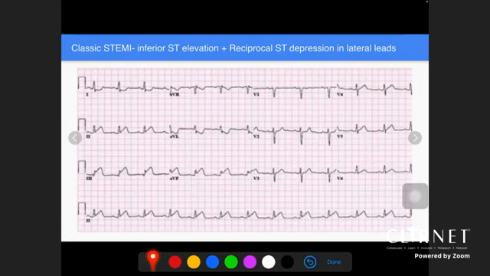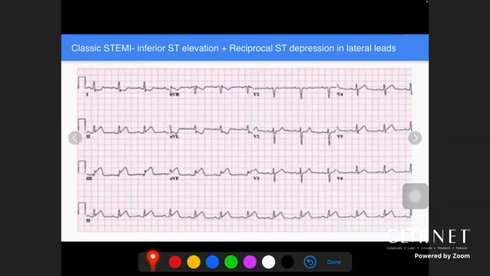an idea about territories. So here you can see ST elevation here, more than 1 millimeter. Here also ST elevation more than 1 millimeter. Here more than 1 millimeter. This is reciprocal depression. Then now you are done. This is a classic STEMI, which mandates either thrombolysis or activation of the cath lab for PCI.